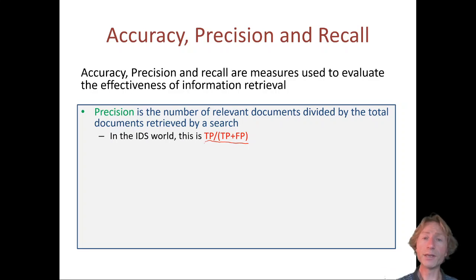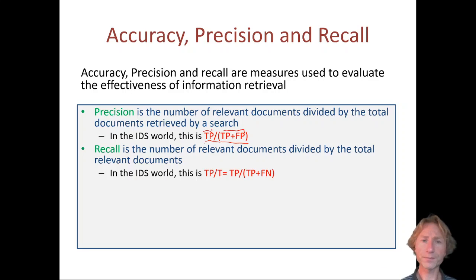So everything that we flagged, how many of them are real? Okay. Recall is kind of the flip side of that. It's the number of relevant documents divided by the total number of relevant documents. So it's the true positives divided by everything that is true, the total. So it's the number of true positives divided by the true positives plus the ones that we've missed, the false negatives. Okay, so the true positives divided by the true positives plus the false negatives.